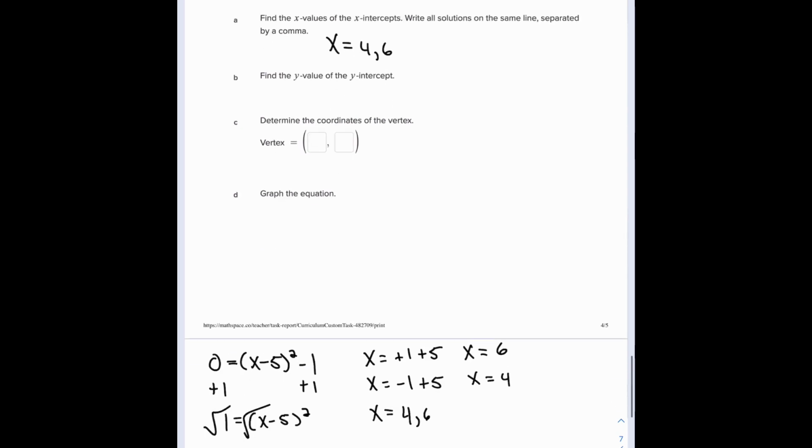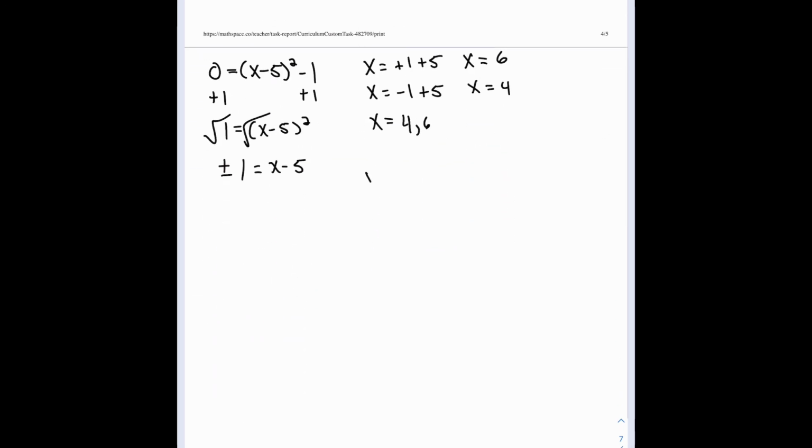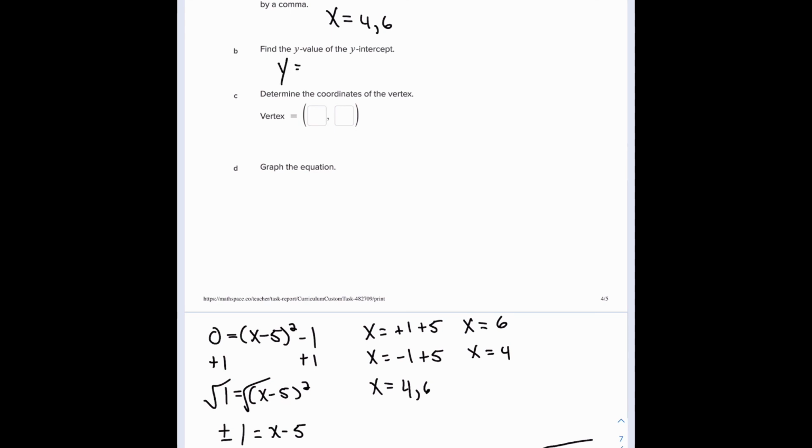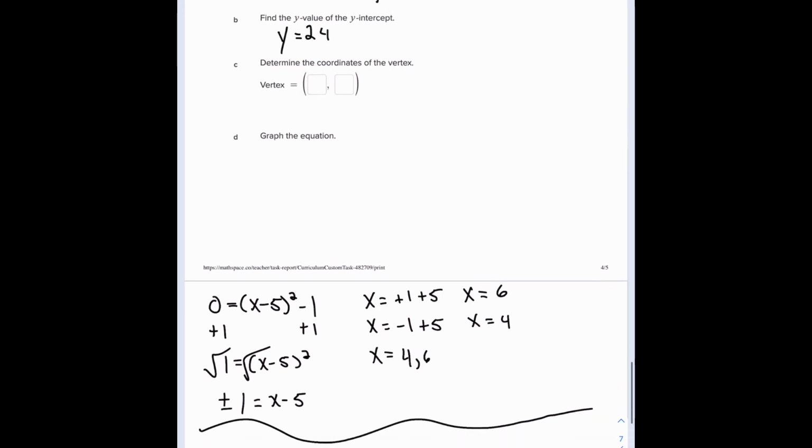Okay. Part B. Find the y value of the y-intercept. So now we have to set x equal to 0. So let me break this up. Okay. y equals, setting x equal to 0, minus 1. So y equals -5 squared minus 1. So y equals 25 minus 1. So y equals 24. And take that, write that where it goes.